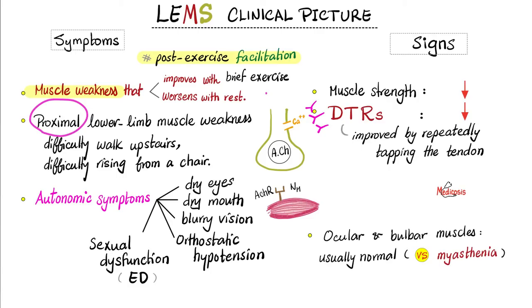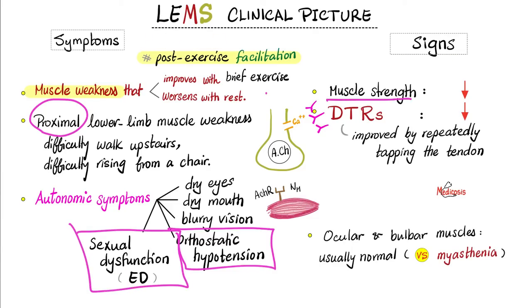Unlike myasthenia gravis, Lambert-Eaton has autonomic symptoms such as dry eyes, xerophthalmia, dry mouth, xerostomia, blurry vision, orthostatic hypotension, which means when I stand up suddenly, my blood pressure drops and my heart rate increases beyond a certain threshold. And erectile dysfunction can happen in patients with Lambert-Eaton.